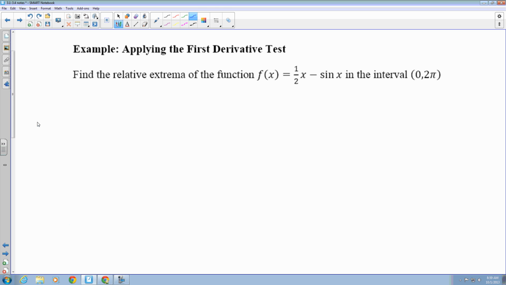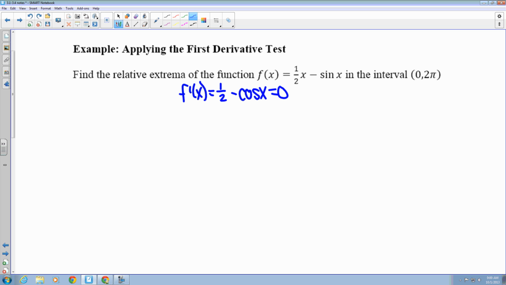We're going to use that first derivative test again, like we did a couple examples ago. We're going to do the exact same thing to find the relative extrema this time, instead of just the increasing and decreasing intervals. So the first thing we need to do is find the derivative: 1/2 minus cosine x.